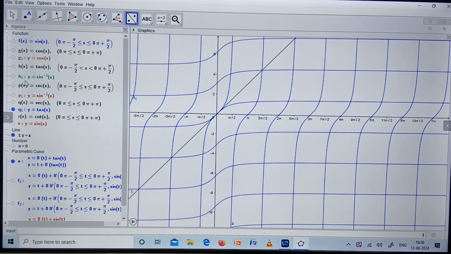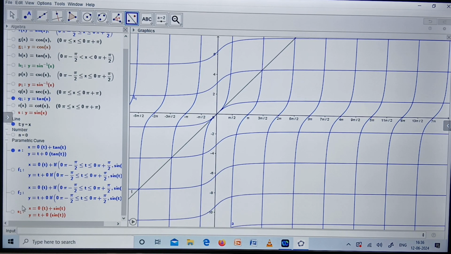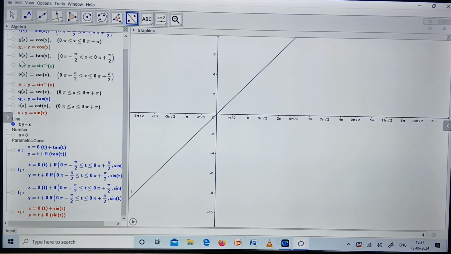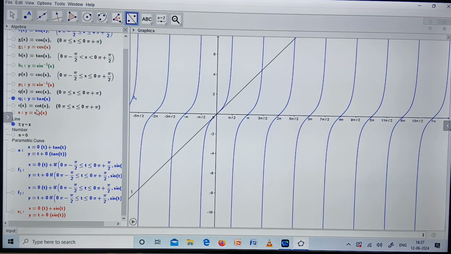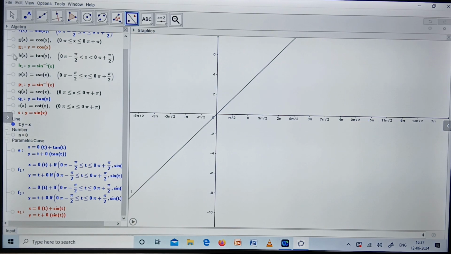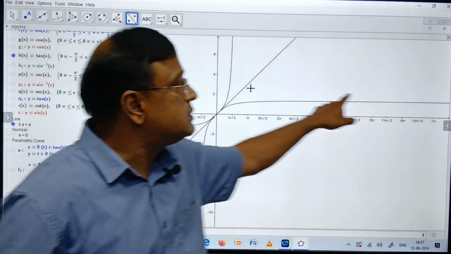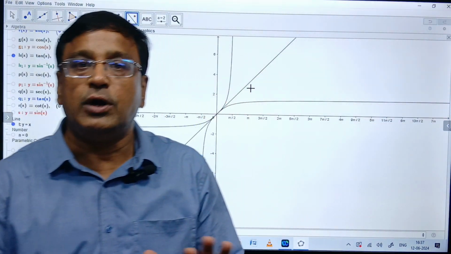So like that you can do for anything and everything in GeoGebra. It's a very wonderful tool. If I want to draw only one piece of it, if I take tan, this is not the entire one, this is tan, one piece of it. How do I find the reflection? Take the reflection tool, reflect about the line y equal to x, you get the graph of tan inverse x. So I hope you understood.